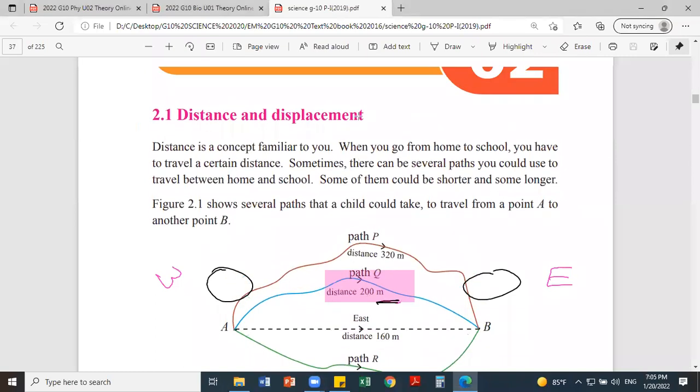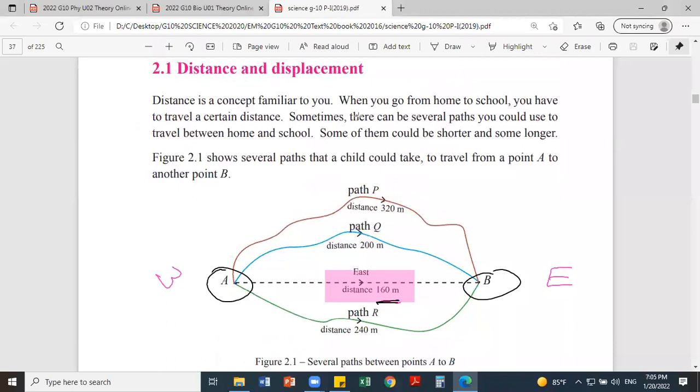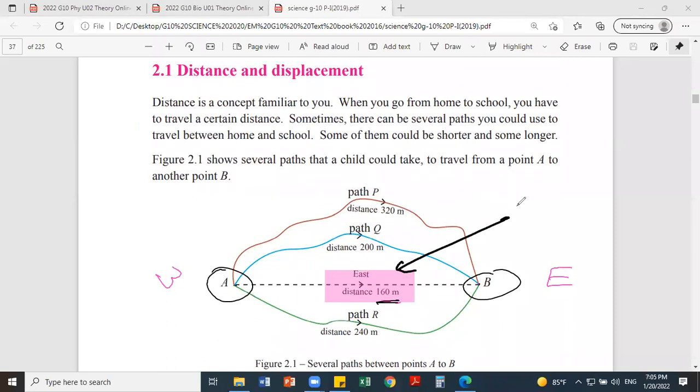Look at the screen. This is called displacement. So that means the straight line, right? The shortest distance. This is the shortest distance between A and B. So I'll write here: the shortest distance, the shortest path.